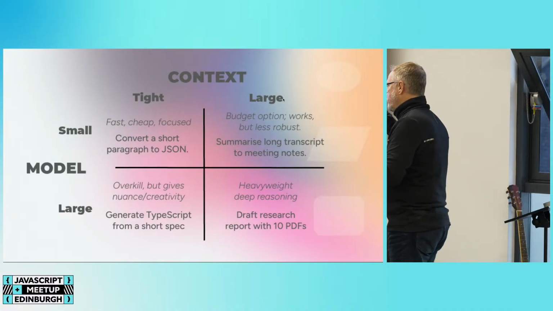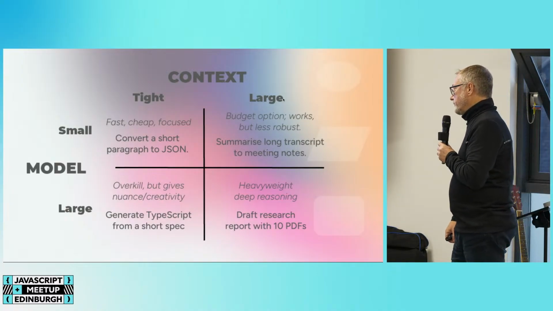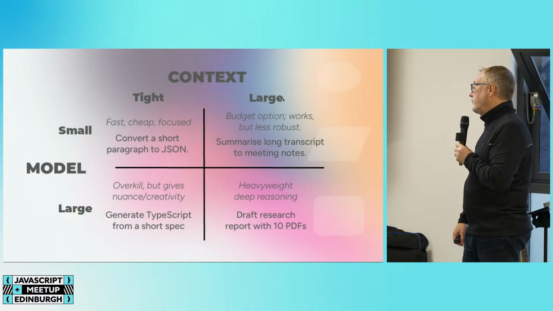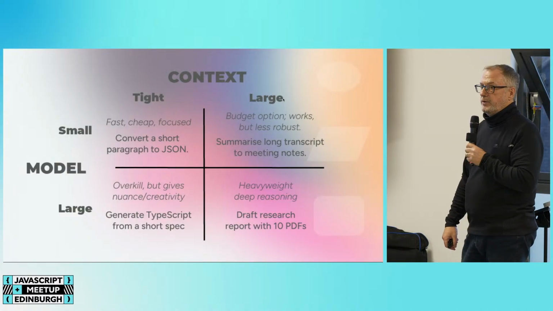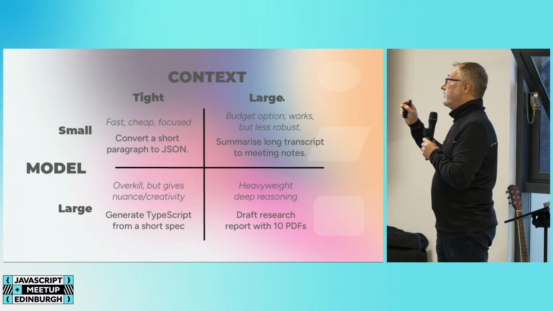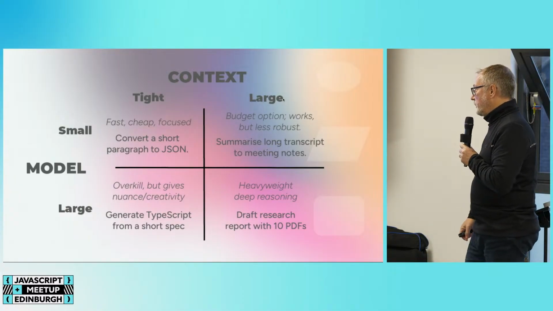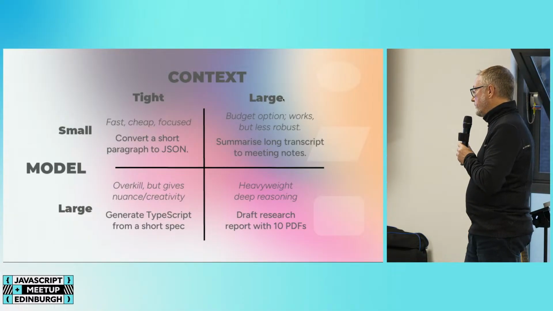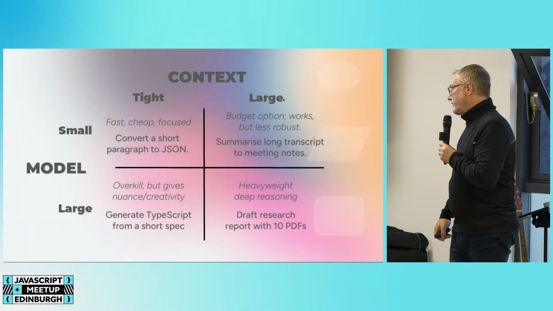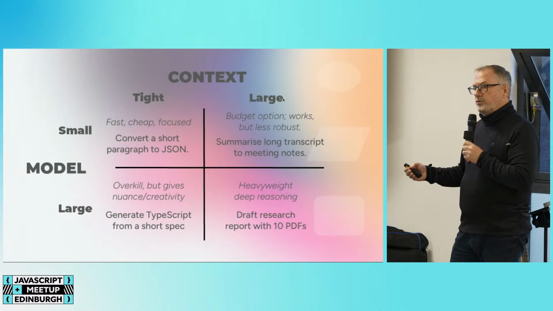So in the top left, we have a tight context with a small model. This fast, cheap, focused option is great when you want to do something like convert a short paragraph to JSON. So top right, we've got a large context with a small model. This is a budget-friendly option. Think of summarizing a long transcript into meeting notes. The model may miss nuance in that.